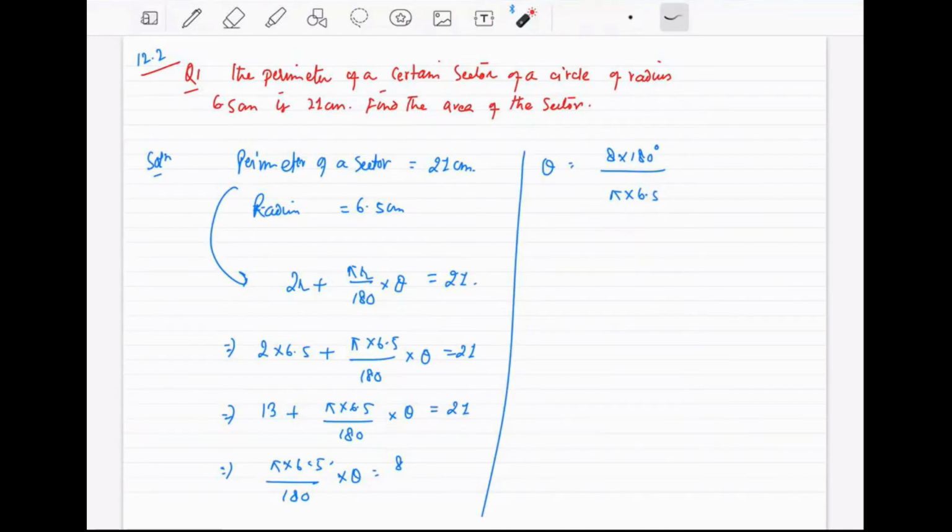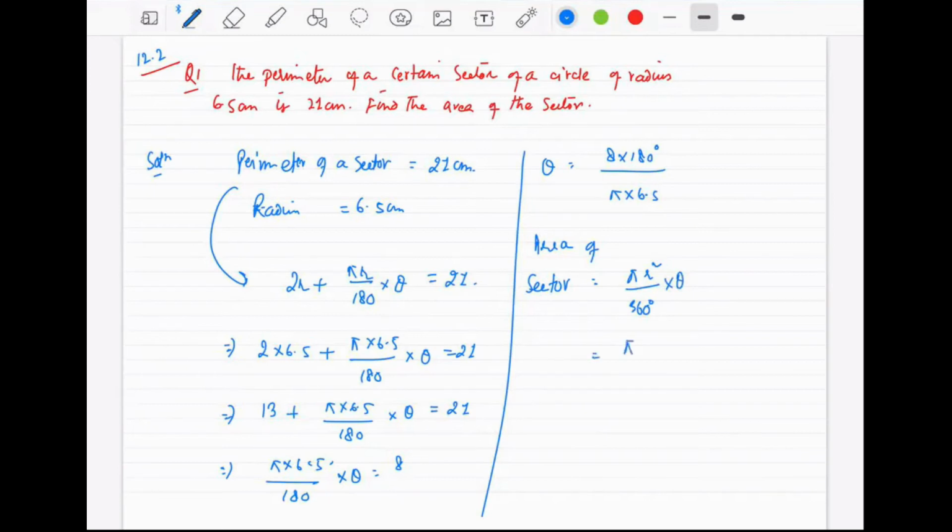I don't know whether I have copied the question correctly. Yes, correct. Once we have got theta, the question wants us to find the area of the sector. So here, area of sector is what? We have got the theta. Even if we do not multiply, we can find out the area of the sector. What's the formula? Pi r square by 360 into theta.